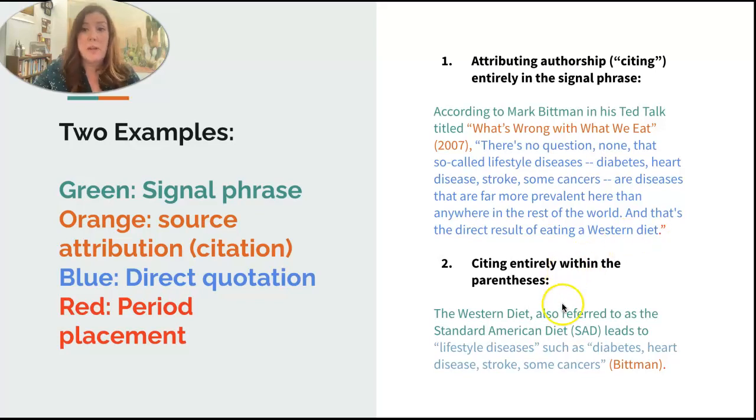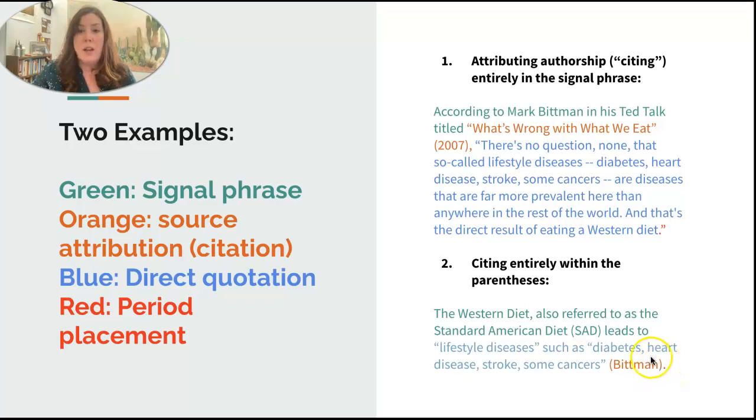It's a little different in the second one. We've got our signal phrase. The Western diet, also referred to as the standard American diet, leads to, now I've got some quotations, quote, lifestyle diseases such as, quote, diabetes, heart disease, stroke, and some cancers. And then I have my parentheses citation. So I have Bittman's name in parentheses and the period at the end.